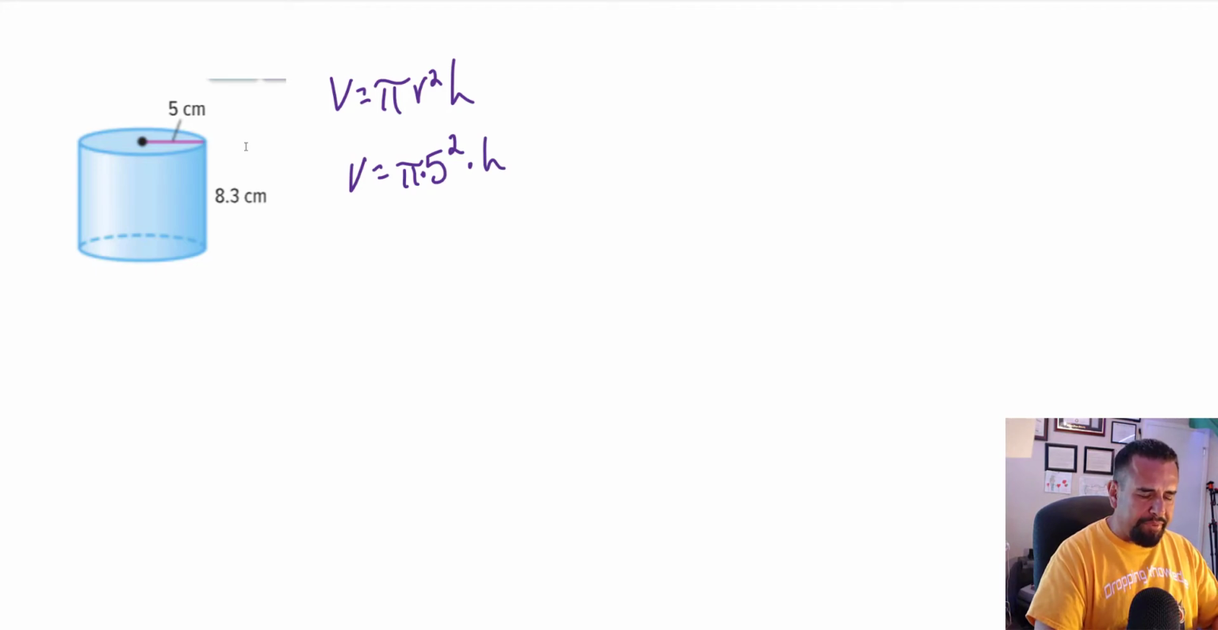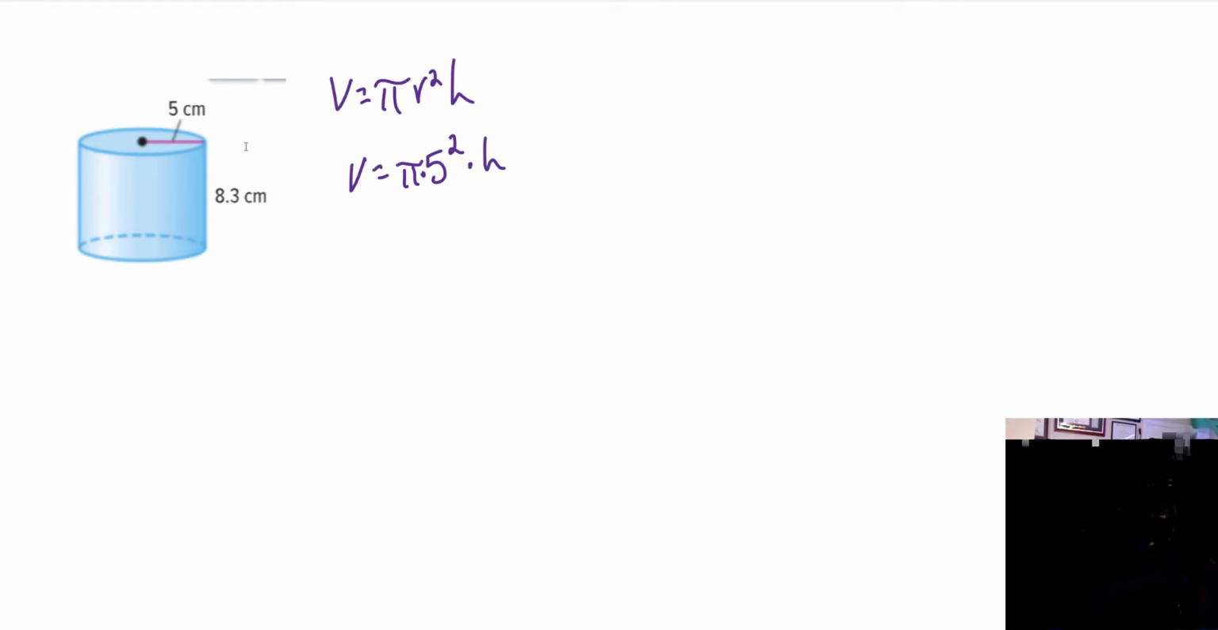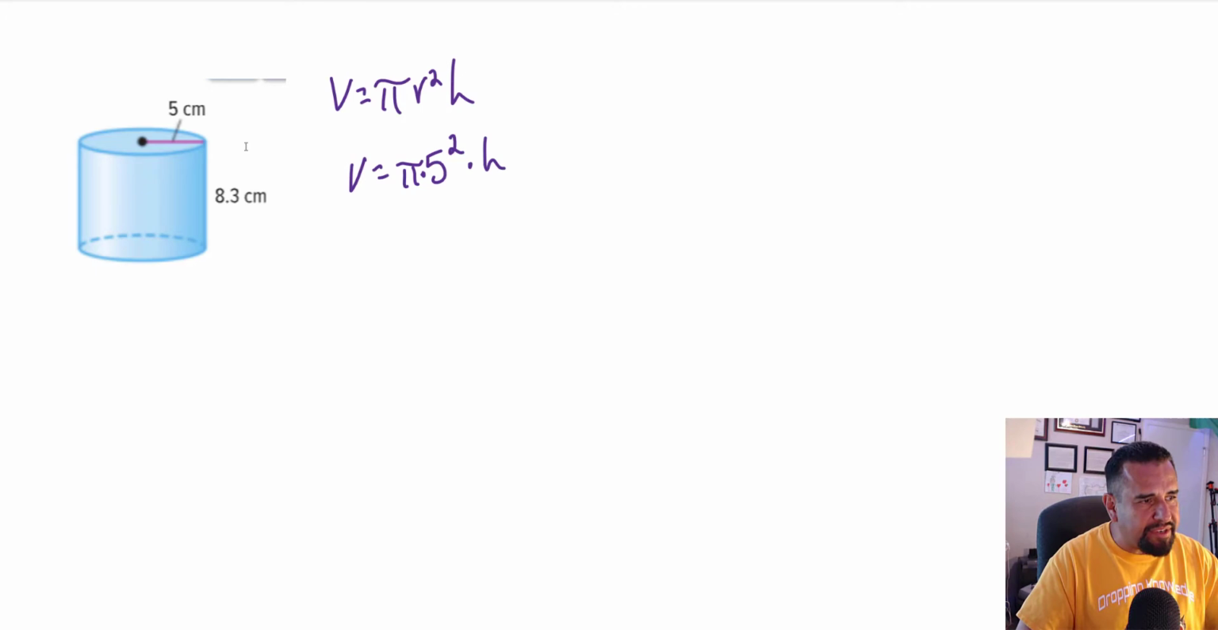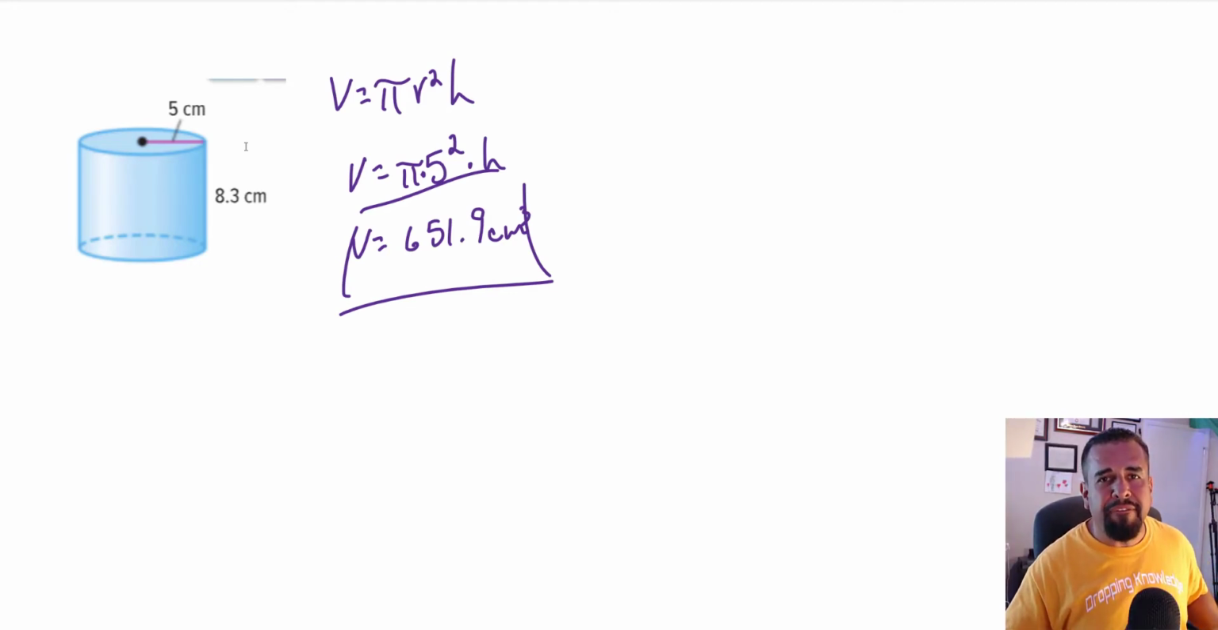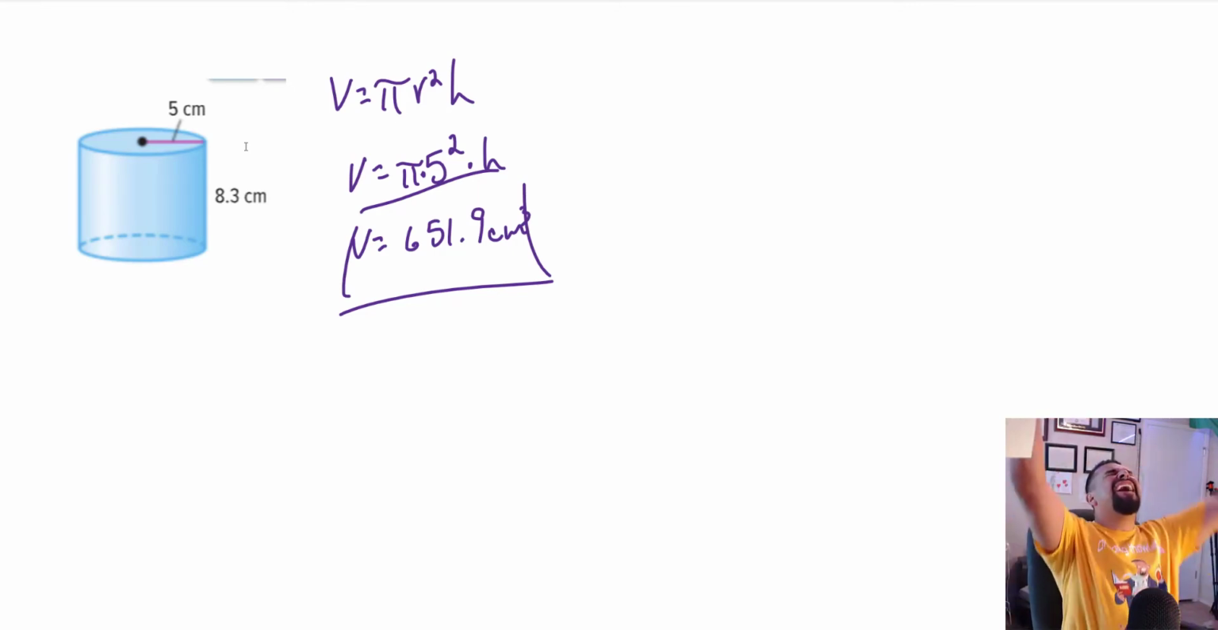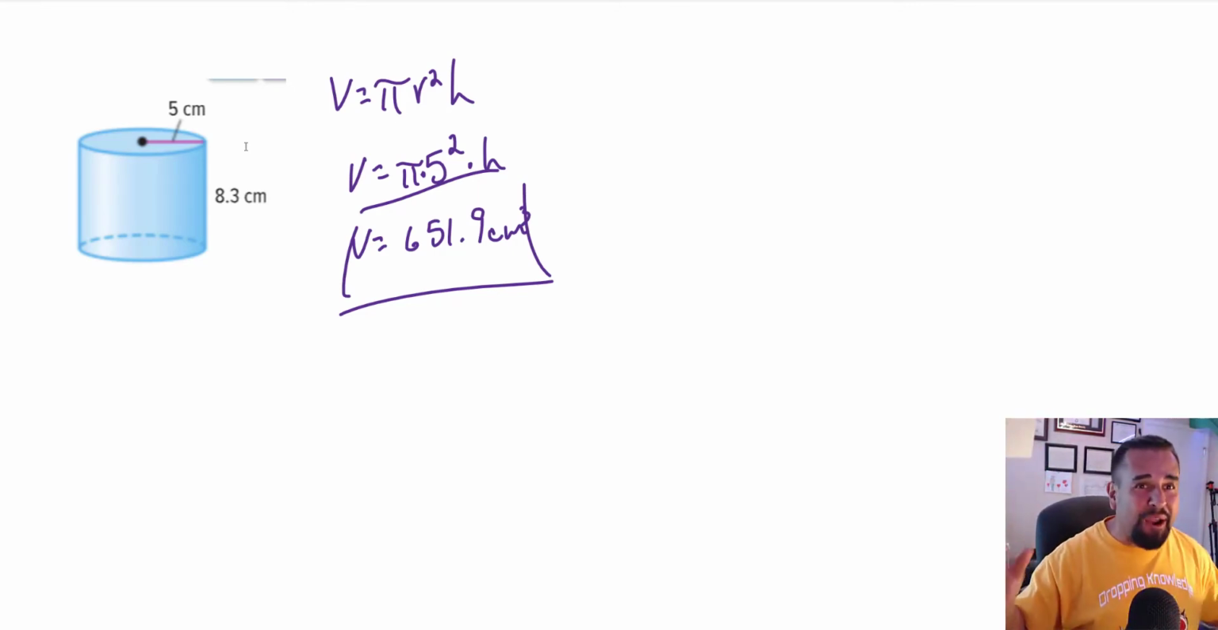So again, I'm going to put in the pi symbol, and then the 5 squared, and then the height, which in this case is 8.3. And we got 651.88. But since we're rounding to the nearest tenth, what we got is 651.9 centimeters cubed. And that right there, ladies and gentlemen, is my final answer. Guess what? You know how to find the volume of a cylinder. Can you hear the crowd going wild for you?